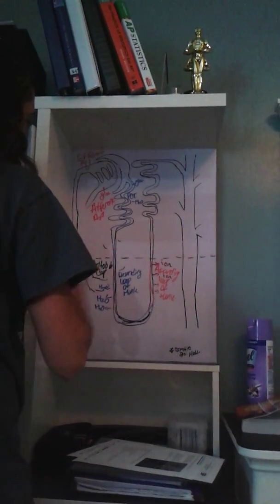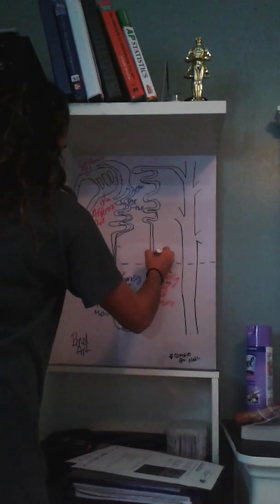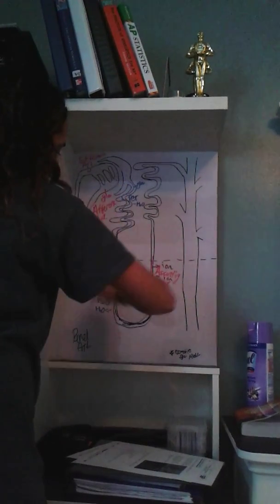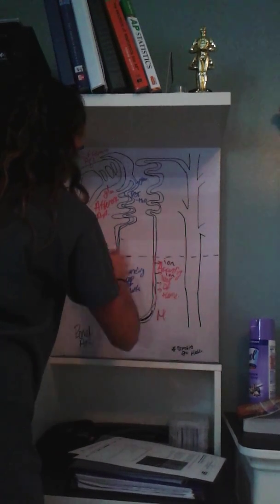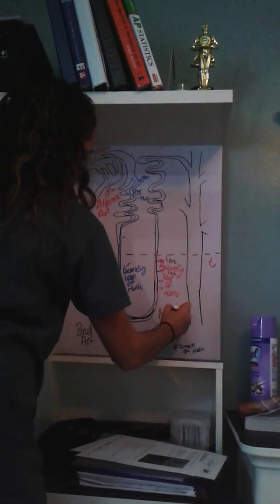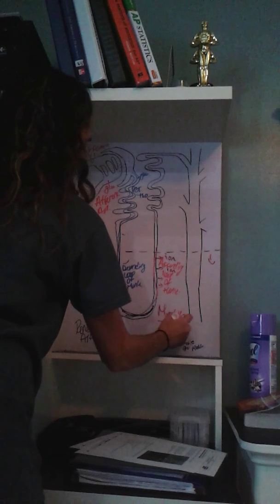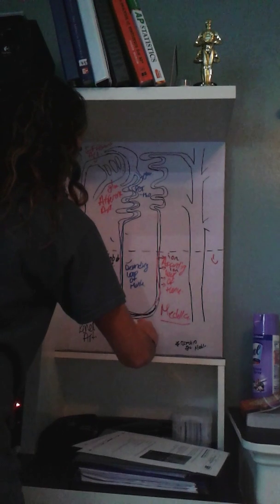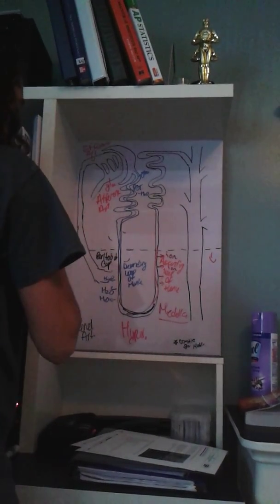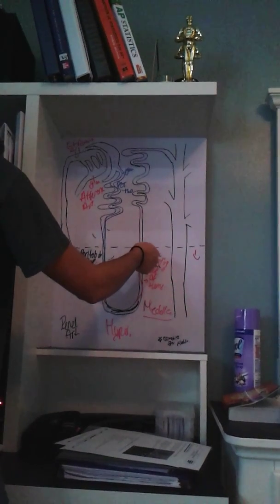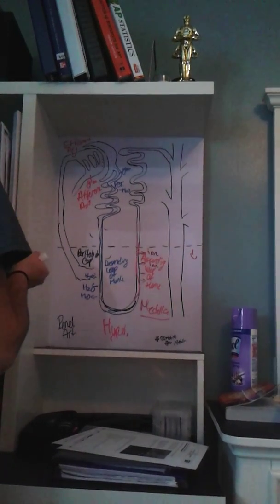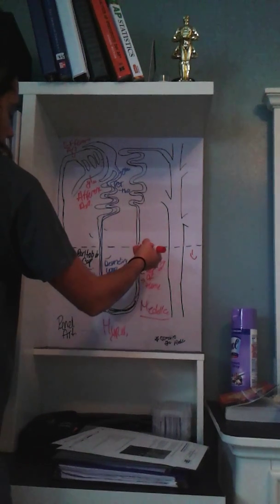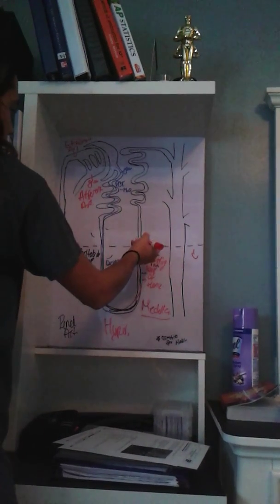And then as we continue on with our filtrate, one thing to keep in mind is that from here, the loop of Henle dips into the medulla. Everything below this point is in the medulla. And the reason why the medulla is considered hypertonic is because of the diffusion of all these ions. Now, urea is still inside of the filtrate at this point.